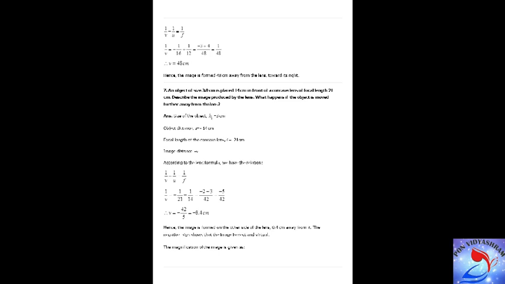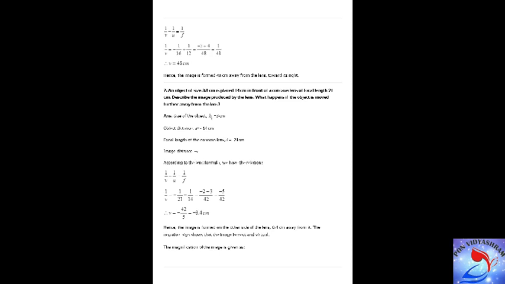So the height of the object, object distance and focal length of the lens are given. It's a concave lens, so object distance and focal length both are negative. As it is a lens, we will use the lens formula. We know the lens formula is 1 by f is equal to 1 by v minus 1 by u. From this we can find 1 by v. So 1 by v will be equal to minus 1 by 21 plus 1 by 14. So the image distance is minus 8.4 centimeter. The negative sign says the image is erect and virtual.